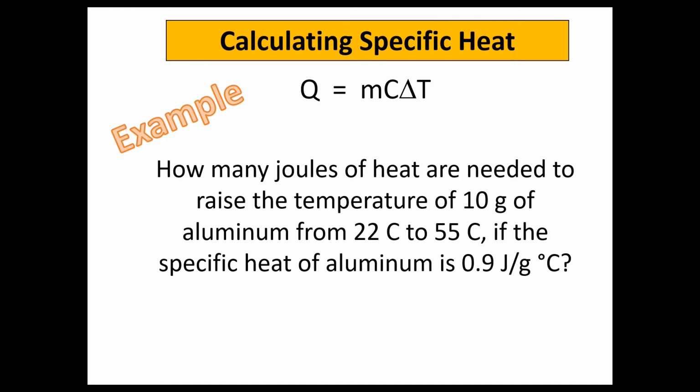I'm solving for heat energy, which is Q. So all I have to do is multiply mass times specific heat times change in temperature. So the mass in this problem is 10. The specific heat is 0.9. And then I've got to do some calculation on the change in temperature. So you always do final temperature minus initial temperature. So this is going to be 55 minus 22, which is going to give me 33 degrees. That I'm going to plug in for delta T. So when you multiply 10 times 33 times 0.9, you should get 297 joules. So I want you to pause the video and just make sure that you get 297 joules as your answer.